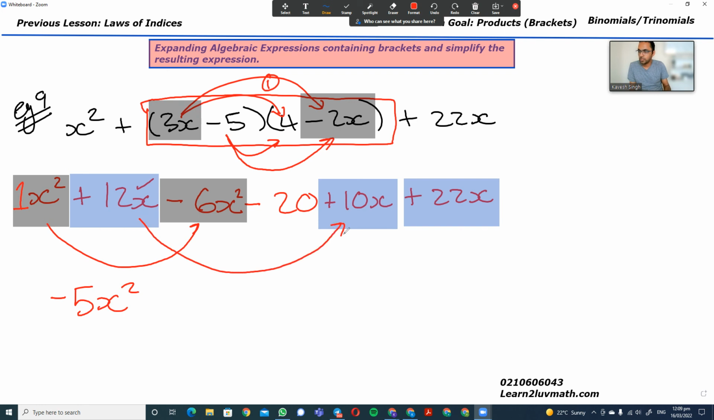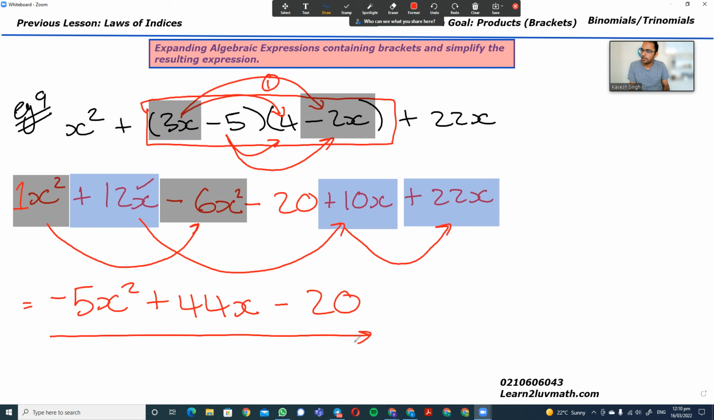12 plus 10 is 22. 22 plus 22 gets you 44, plus 44x. And negative 20 doesn't have anything to add or subtract with, so we simply write negative 20 and we're done. All the terms are unlike at the end. It's a much more complex example, but that's how it goes.